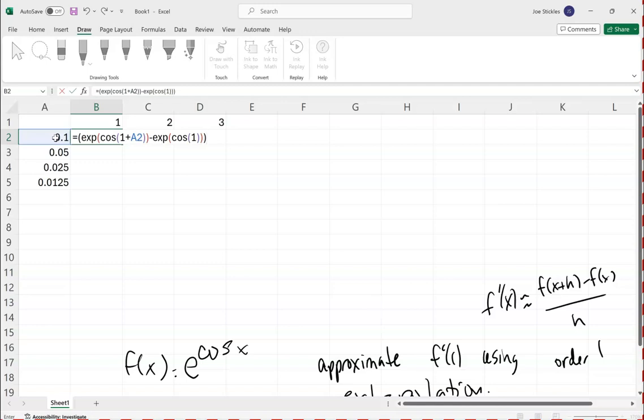Also need to make sure we keep track of all of our parentheses here. Need parentheses around my input for the cosine, parentheses around the input for the exponentials, and then I need parentheses around the whole numerator. What do we divide by? Divide by the h, the a2 there. Good.